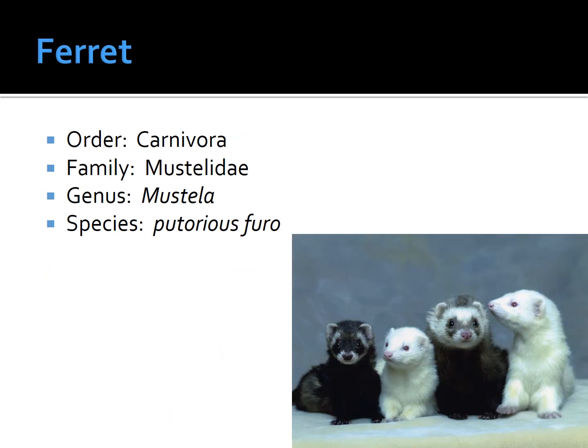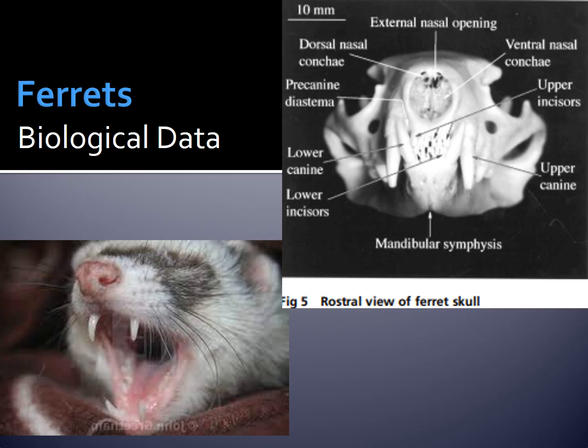They are the order Carnivora, so that's important to know. These are our first carnivores. Biological data for this species is going to be a lot different than that of our other species because they are in fact a carnivore.